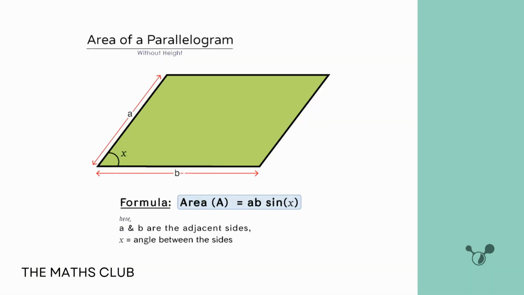But for a parallelogram without height, we said this is AB sine x. But how do we get this AB sine x? Let's assume these are heights, right? I know it's not going to be straight. Permit me.